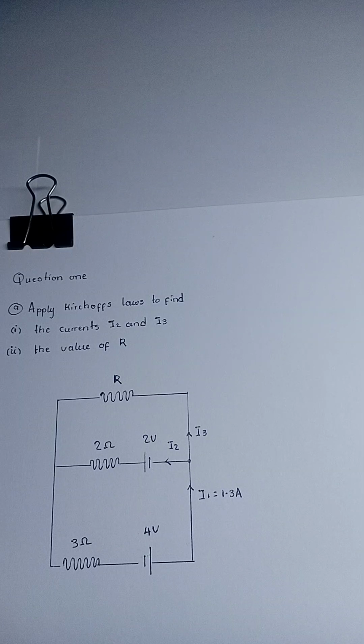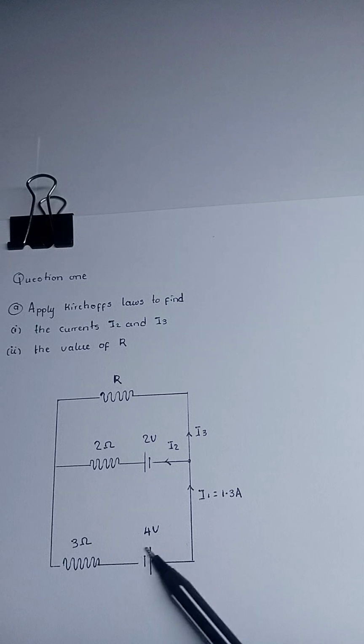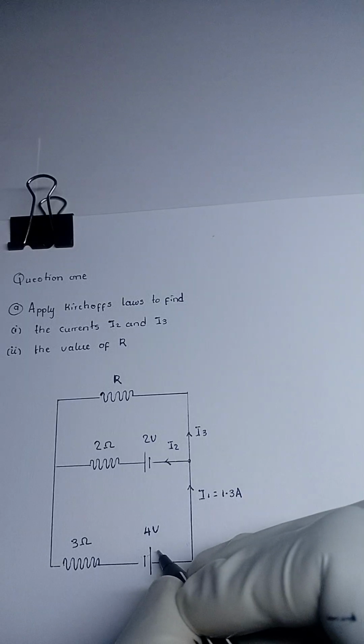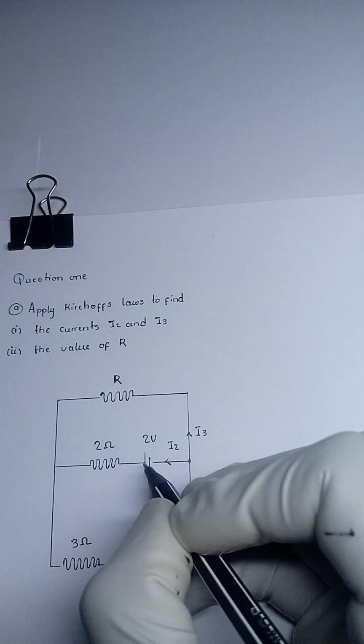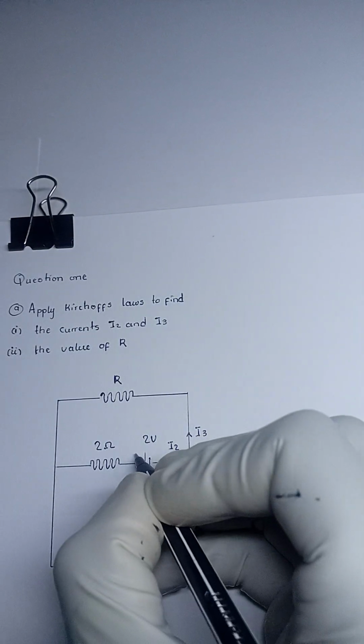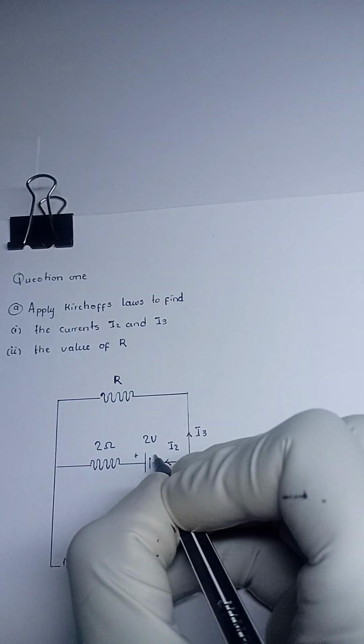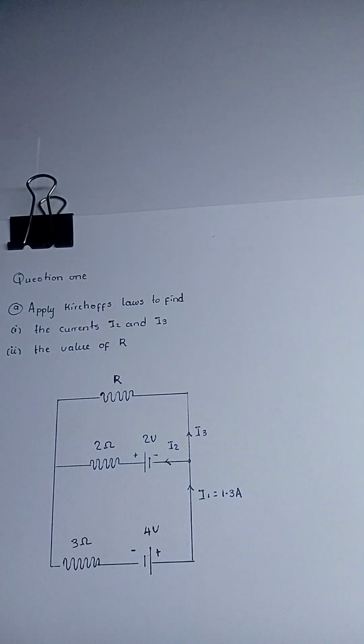So now, the first thing you're going to have to do is identify the polarity of the batteries, which is very important. So for the battery, let's look at this 4-volt battery. The polarity, when you see the longer stroke is the positive terminal and the shorter stroke is the negative terminal. Likewise for this one as well, this is the longer terminal, so this is the positive, and this is the shorter terminal, this is the negative. So now that you've identified the polarities of your battery, you can now proceed to make Kirchhoff's voltage law and current laws into your equations.